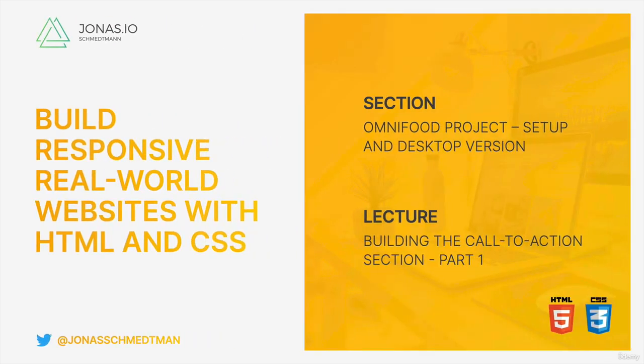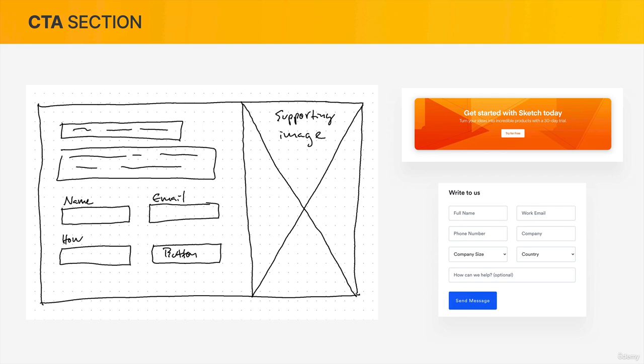Hey there, and welcome back to the last section before the footer. So this is finally the call to action section. Here we will basically create a form where the user can start signing up for OmniFood. So we will have a field for the name, the email, how they found OmniFood, and then also a submit button. Before that, we will also have, as always, some heading and some text.